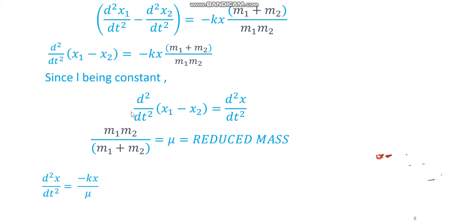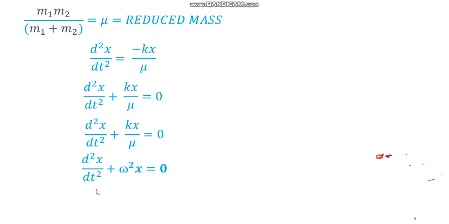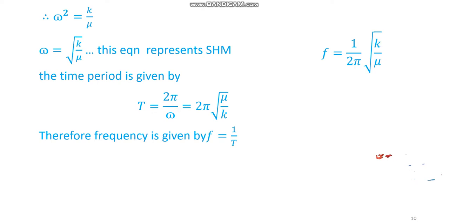And therefore the equation d square x by dt square is equal to minus kx by mu. Again the same equation, if you transfer the minus sign to this side it becomes plus, so this equation becomes d square x by dt square plus kx by mu. Again the same equation. In simple harmonic motion, normally that k by m we take as omega square, instead of m we have mu. Therefore here omega square is taken as k by mu, and therefore omega equal to square root of k by mu.